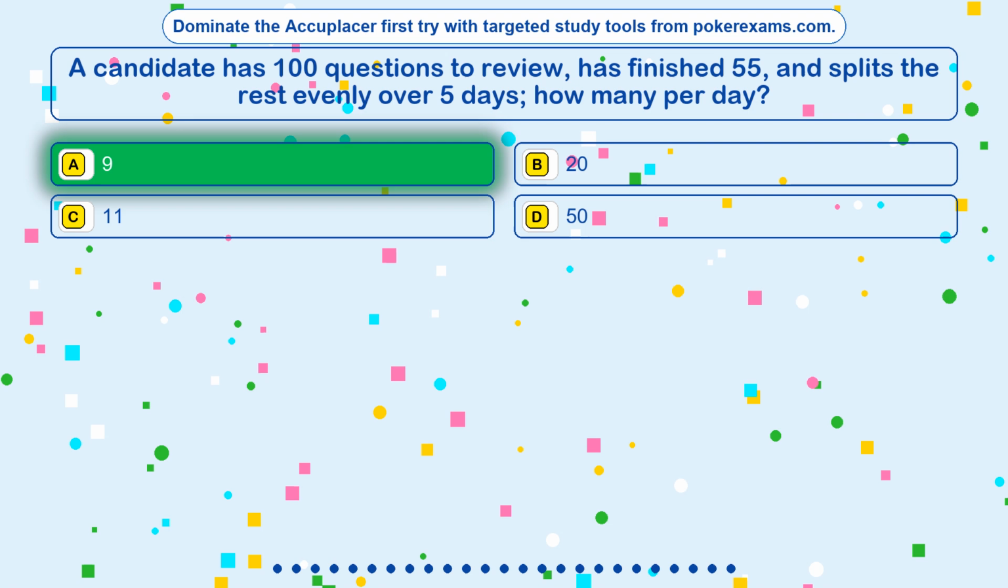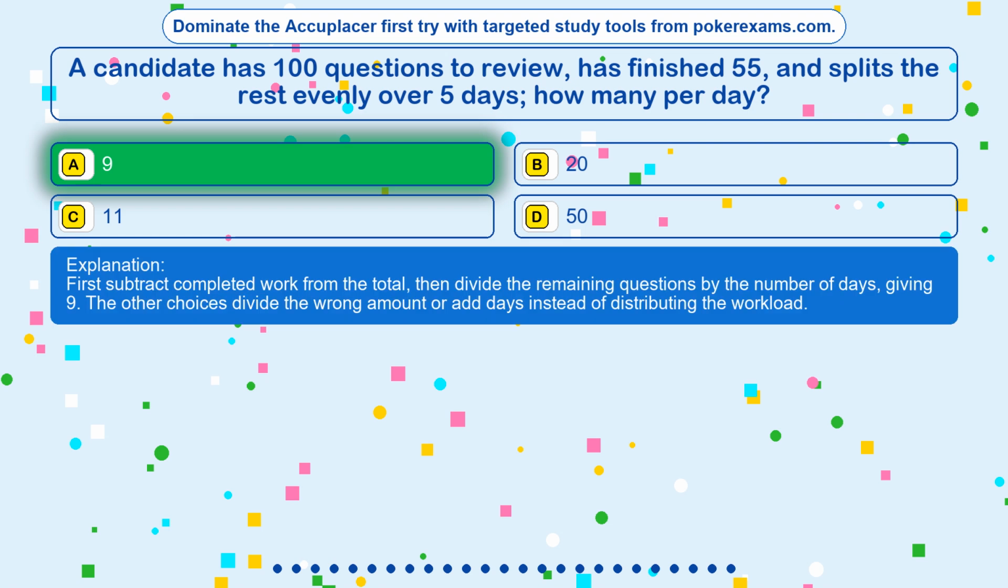The correct answer is option A, 9. First subtract completed work from the total, then divide the remaining questions by the number of days, giving 9. The other choices divide the wrong amount or add days instead of distributing the workload.